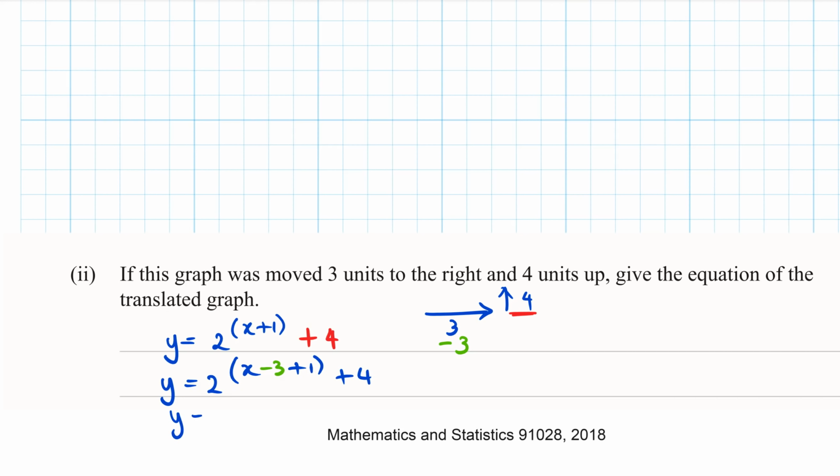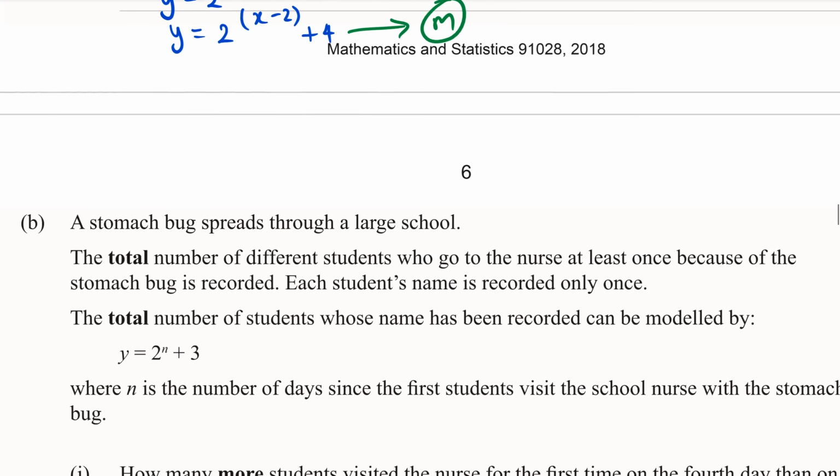So this simplifies to y is equal to 2 to the power of x minus 3, plus 1 is minus 2, and then plus 4. So for this question here, getting the plus 4 or minus 3 minus 2 correct will get you an achieved. By getting the final equation will get you a merit. All right, let's go to the next lovely question.